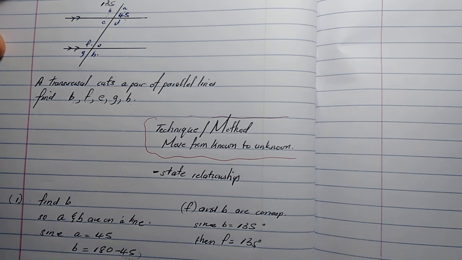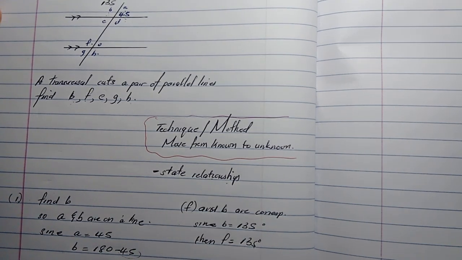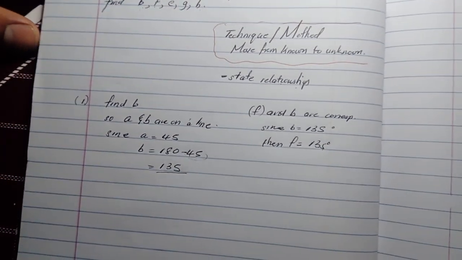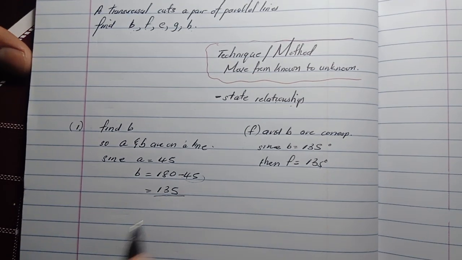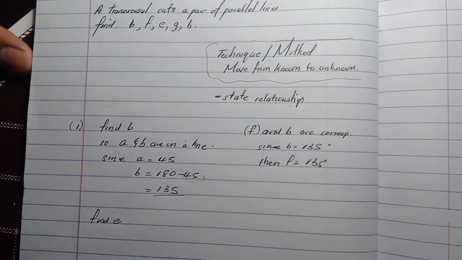So we're moving from known to unknown. But first of all, we must know the relationship. So don't forget that. Let's do another one. Let's find E.